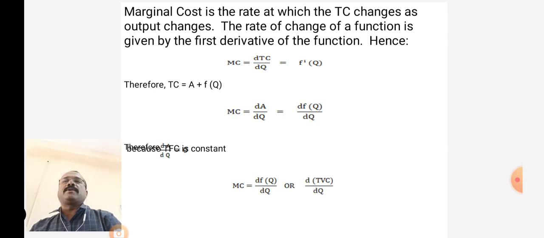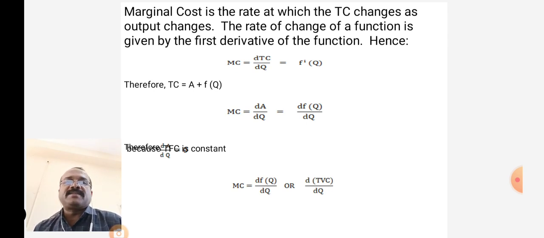When we discuss the marginal cost, it is very important from the point of view of deriving the functions with the total cost and then the average cost. Marginal cost is the rate at which the total cost changes as output changes. The rate of change of a function is given by the first derivative of the function, hence.